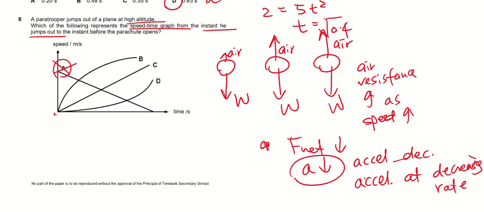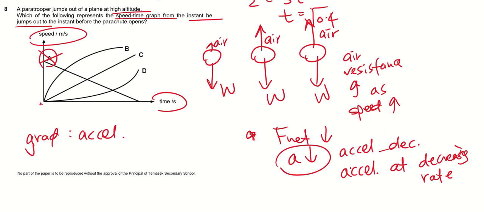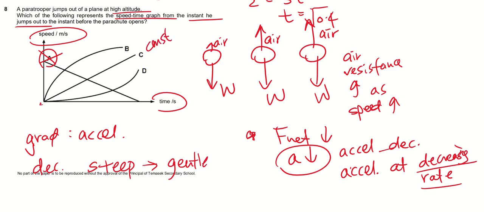Okay, now come back to here. Speed-time gradient represents acceleration. So his acceleration is going to be decreasing, right? That means my gradient is going to be a decreasing gradient. So it's going to be from steep to gentle. For C, it is a constant gradient. That means constant acceleration. But no, I'm looking for decreasing acceleration.